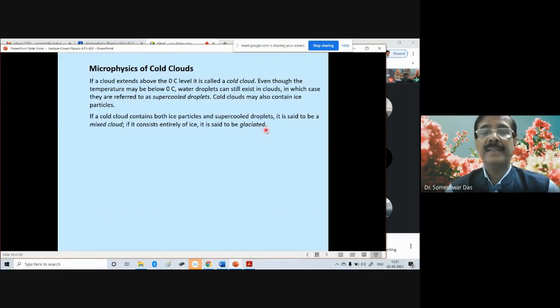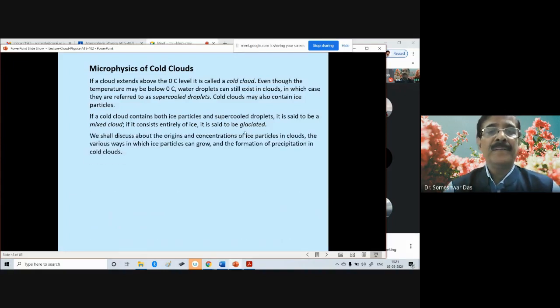Okay, when the cloud consists entirely of ice particles, ice crystals, that is called glaciated. But when it has both phases of water, supercooled water droplets as well as ice crystals, then it is a mixed cloud. We shall discuss the origins and concentrations of the ice particles in the clouds, the various ways in which ice particles can grow, and the formation of precipitation in the cold clouds.